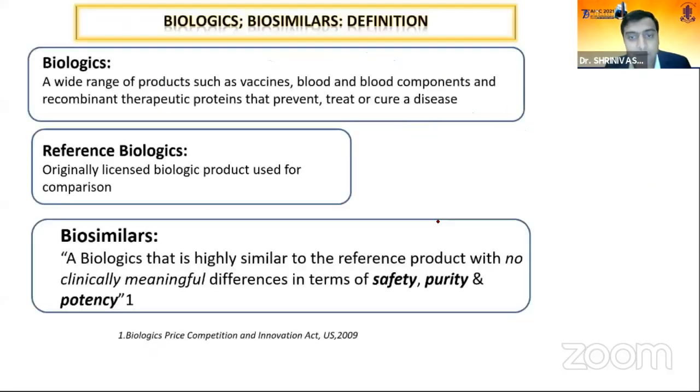So coming to the next, we have biosimilars. What is a biosimilar? It's a biologic that is highly similar to the reference product with no clinically meaningful differences in terms of safety, purity, or potency. That means if you do a small painting, how similarly you do the next painting. If you do one drug, how similar it is to another drug.